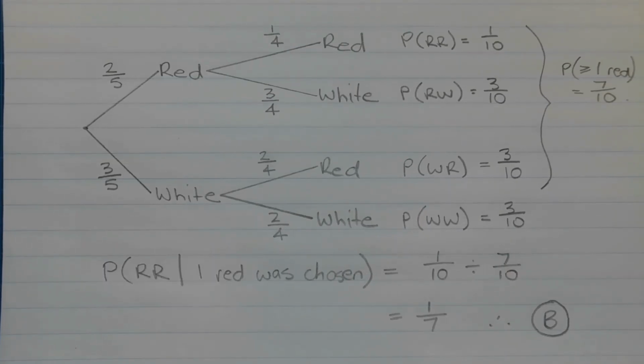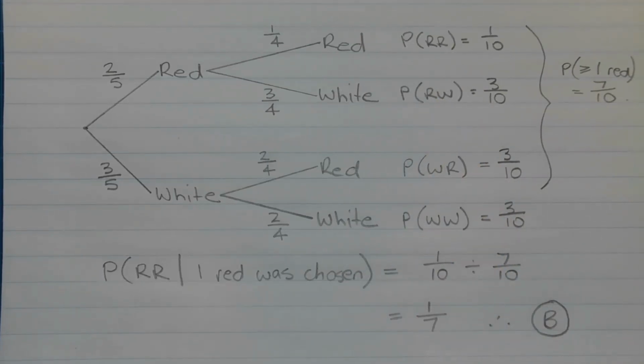Now this is the case of conditional probability. We know that one of the marbles selected was red. That means the outcome white white could not have happened. So what we're going to do is to restrict the sample space by not considering this particular path. So in other words, the probabilities that we're considering are these three outcomes because they all involve at least one red marble.